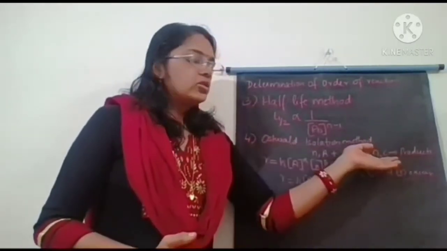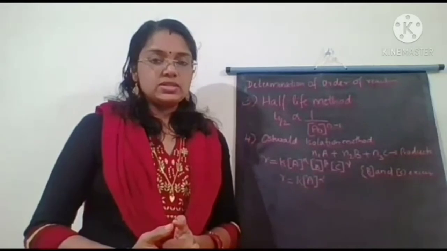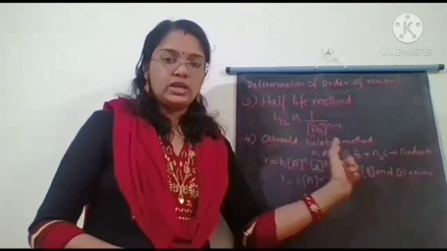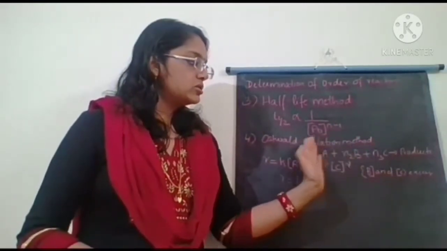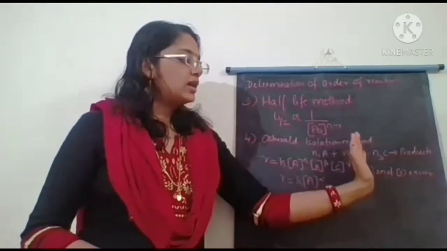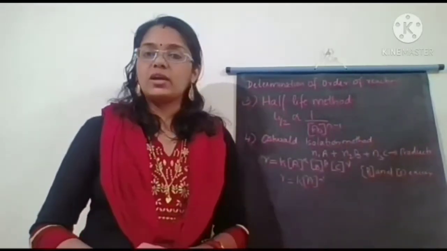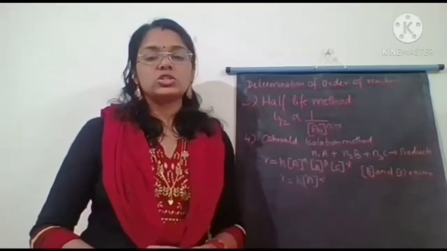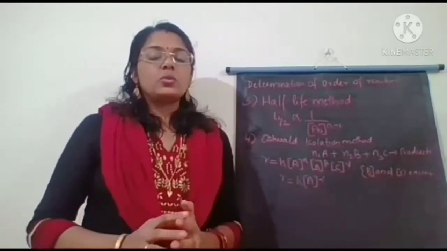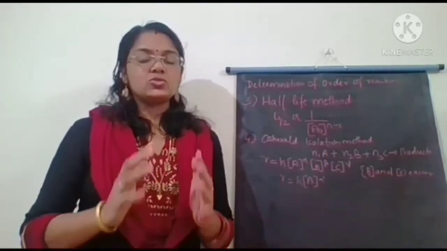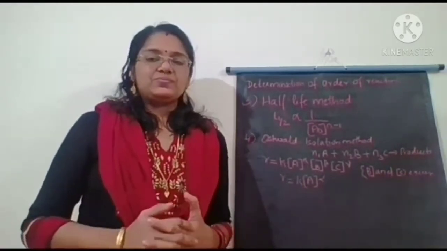So if A and C concentrations are kept in excess, the rate will not depend upon the concentration of A and C. So rate will depend only on the concentration of B, and we can find out the order with respect to B. Similarly, if we keep the concentration of A and B in excess and C unchanged, we can find the order with respect to C, because rate won't depend upon the concentration of A and B. In this way we can find out the order of the reactions. This is the way in which order can be calculated by the Ostwald isolation method.